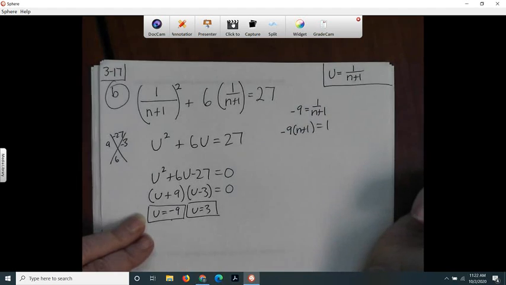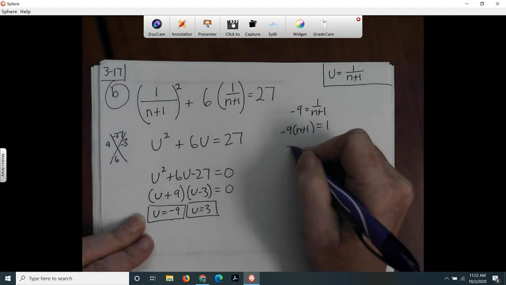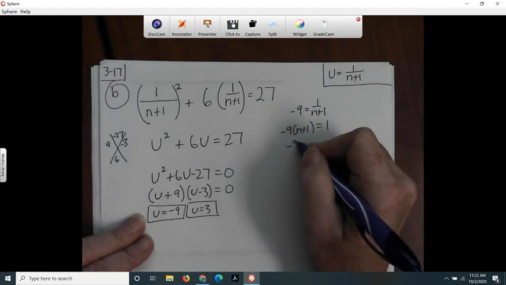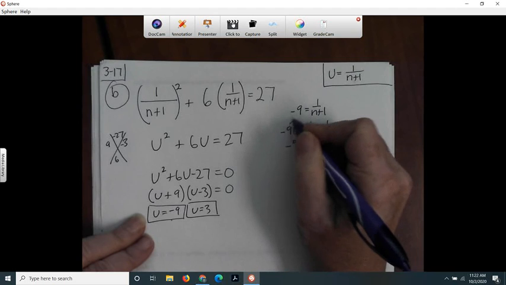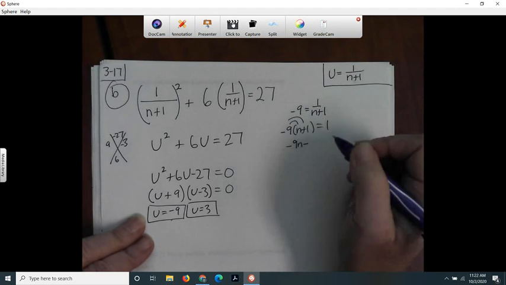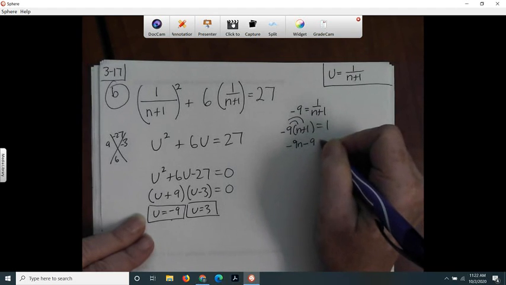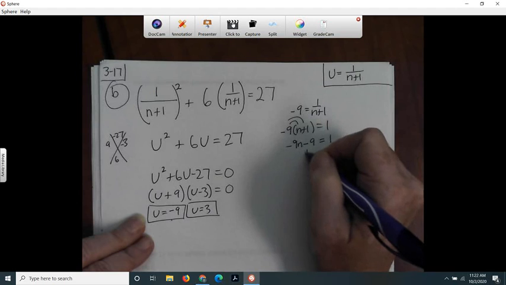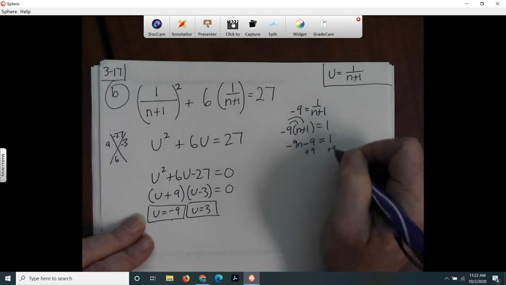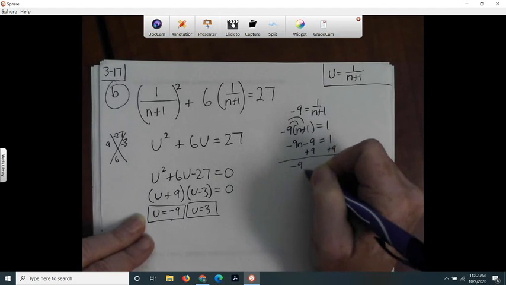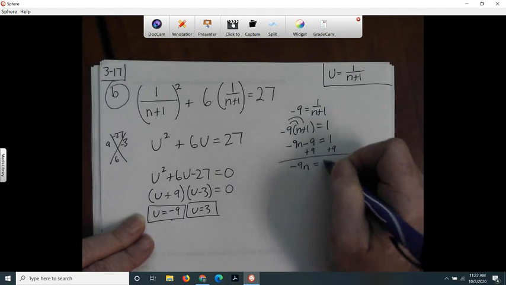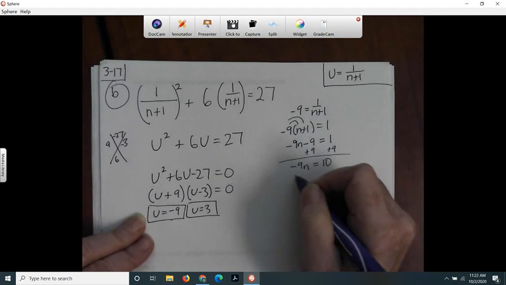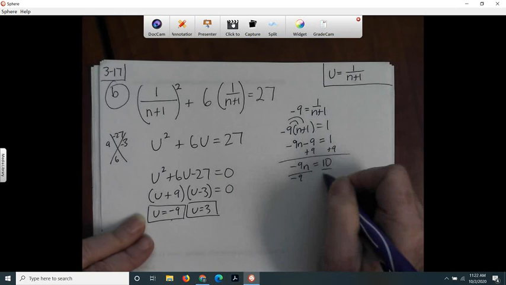Negative 9n minus 9 equals 1. Okay, so then add 9. Negative 9n equals 10. Divide by negative 9. So n must equal negative 10/9.